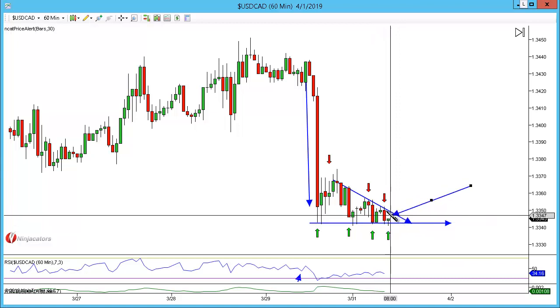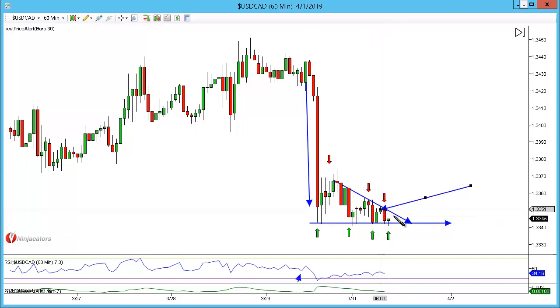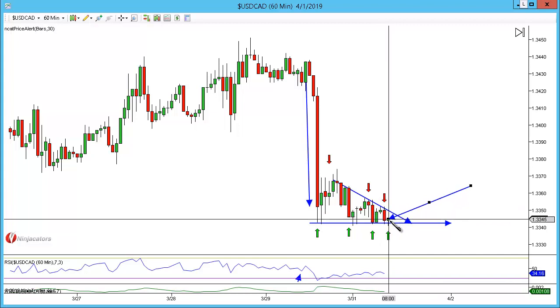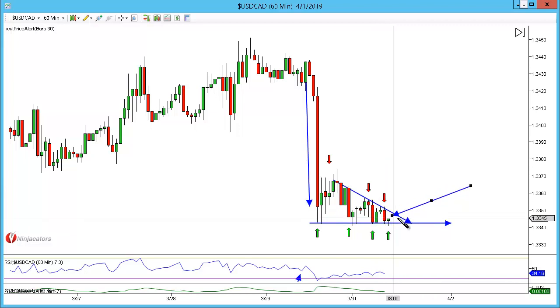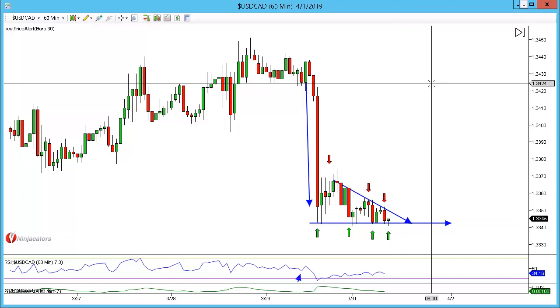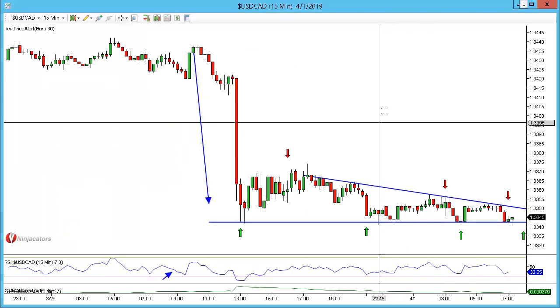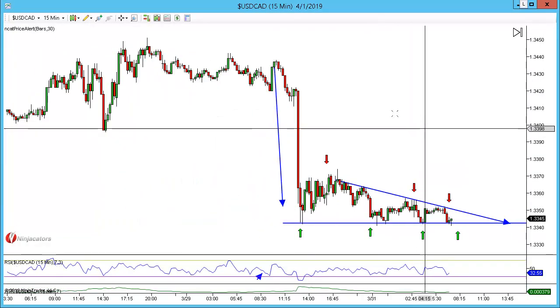so you can really see that we're consolidating quite tightly here. Typically that's what happens before we see the breakout. See the consolidation. If we take a look at the 15, pretty much the same thing, same story here.